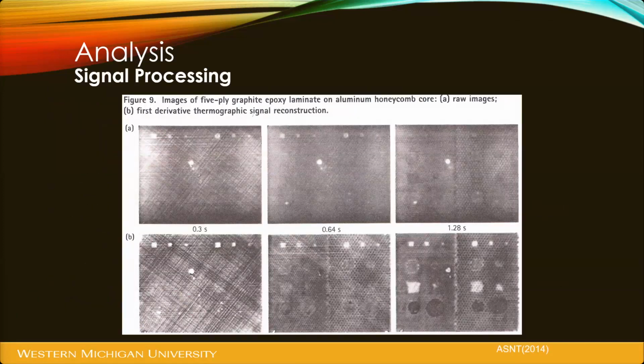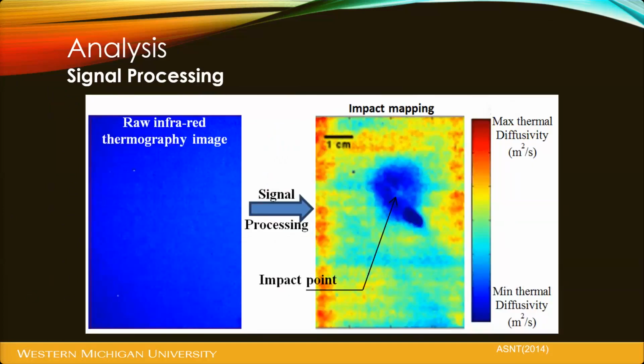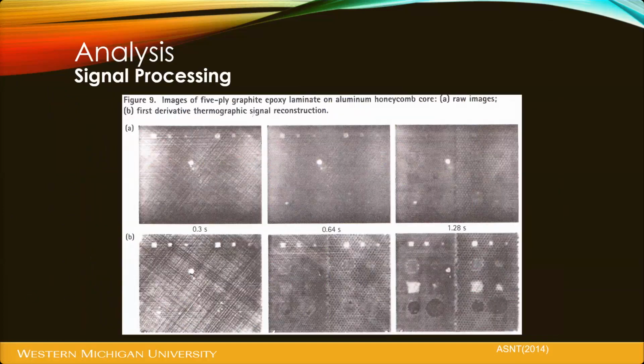What does it look like? Is something like this. So here's an image where we've had signal processing performed on it. The top three images there are the same panel. This is a composite panel where images were taken. This was aluminum honeycomb with an epoxy graphite covering. Raw images on the top.